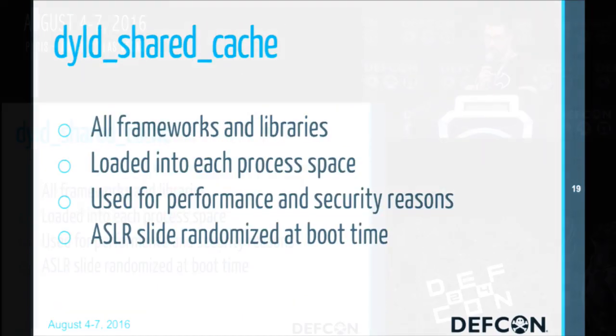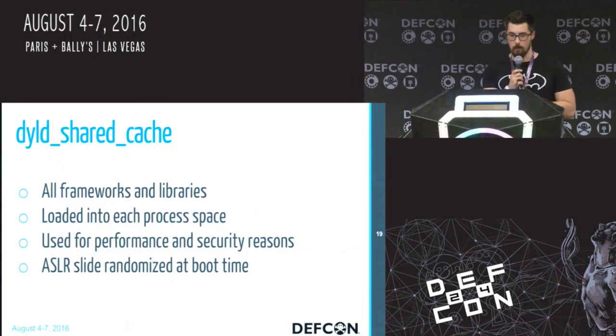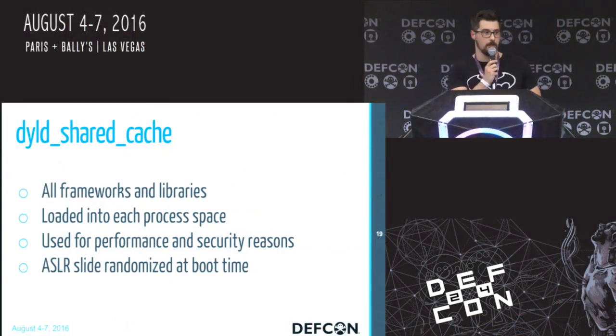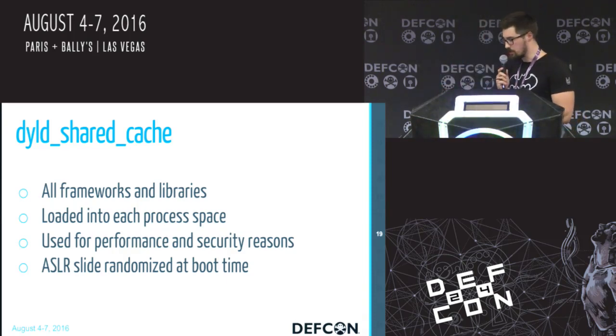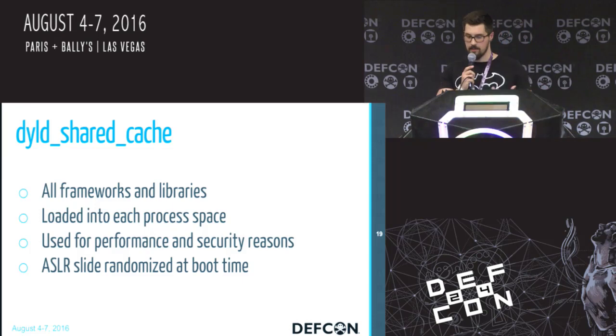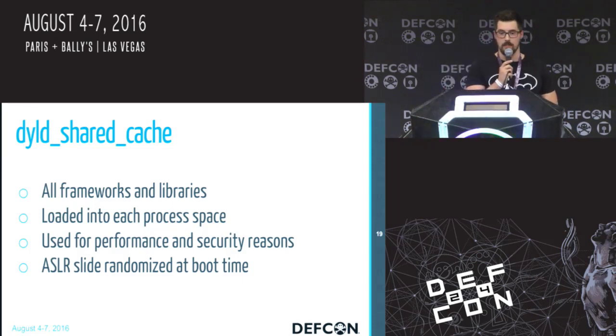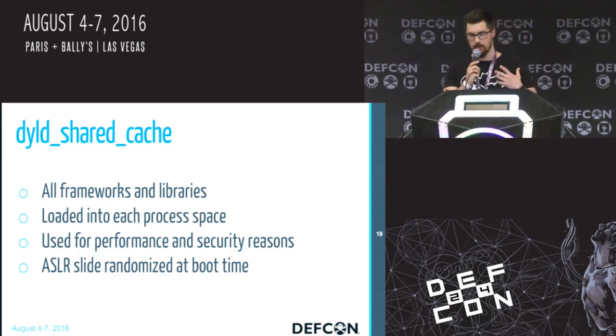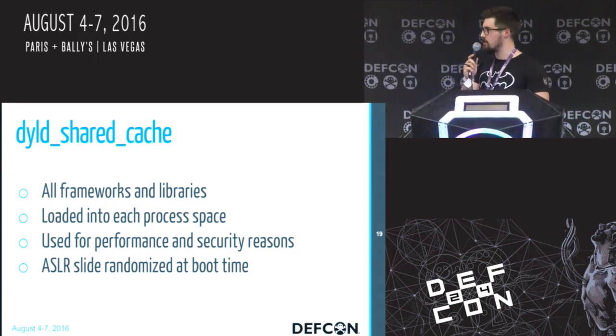A few words about DYLD shared cache. So what is it? Starting from iOS 3.1, Apple moved all the frameworks and libraries to one big file called the shared cache. It removed all the original files from disk. And I think they use it for performance and security reasons. It's loaded into each process space. It has an ASLR slide which is randomized per device reboot.